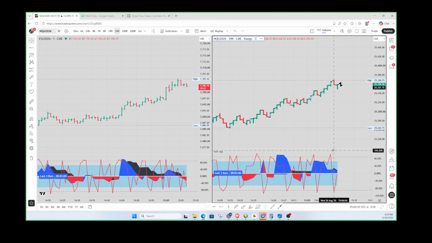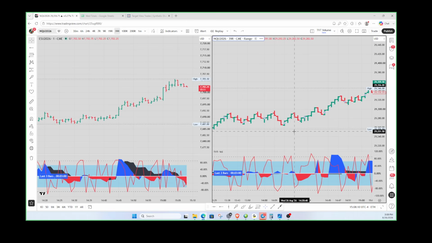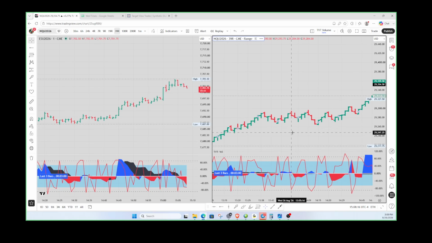This would have been a trade right in here. But with it set the way that it was, it wouldn't have been. This would be a trade right here, and right there, and right there. That would have been a trade. That is the only one that didn't work out at all. And that would have been a trade right there.